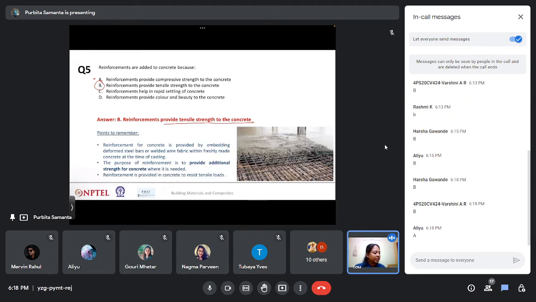So what are these reinforcements? As you can see, they can be in the form of iron mesh, or in the form of these rods. It can be in the form of anything. However, these steel bars or mesh are embedded within the concrete at the time of casting. Why are reinforcements given? Obviously, the first thing is that they provide strength.